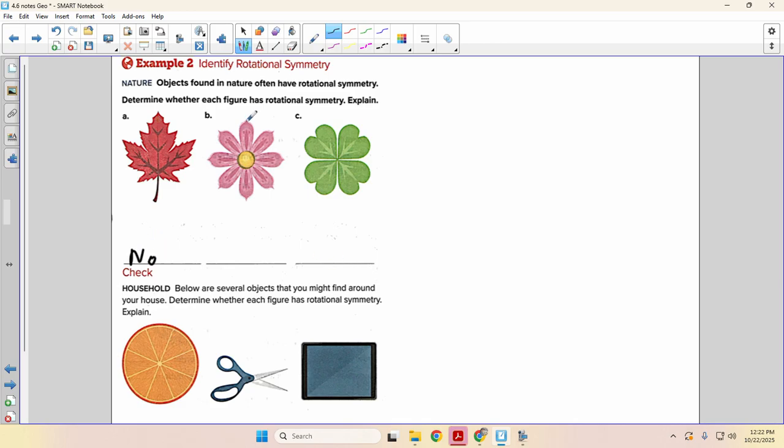But this little flower here, you can see that this petal looks like this petal, looks like this petal. The middle is a circle. A circle can be the same no matter how many times you rotate it around, partial or full. So let's go ahead and count. We have 1, 2, 3, 4, 5, 6, 7, 8 petals. So this one is going to be yes.